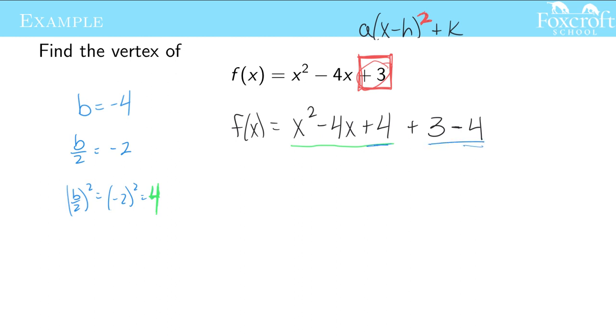Because this green part, that is the part that's going to turn into a perfect square. X squared minus 4x plus 4, we use the other part of this process, this negative 2 here. That's going to turn into x minus 2 squared. And so completing the square, divide by 2, that number goes here.